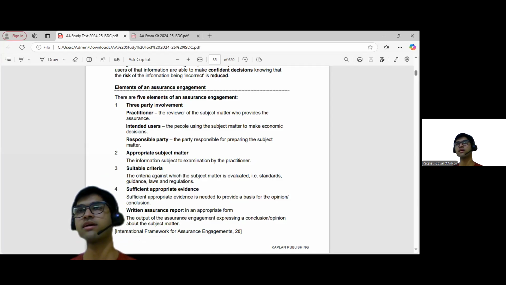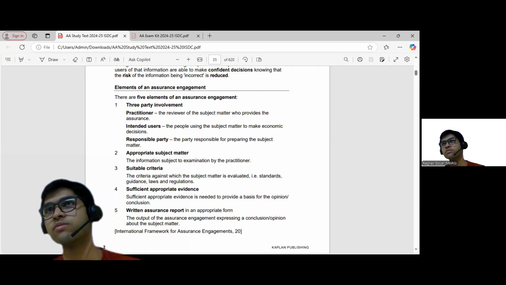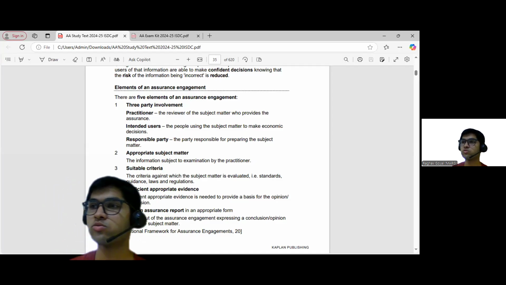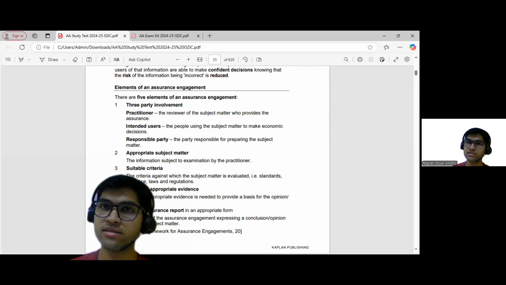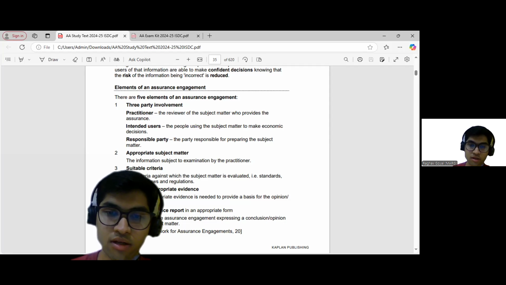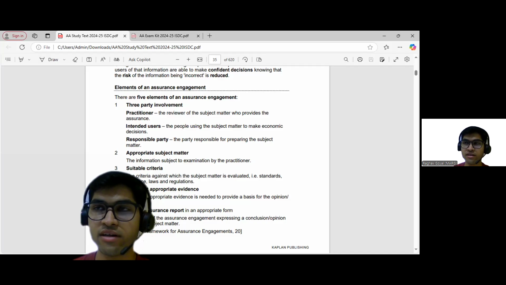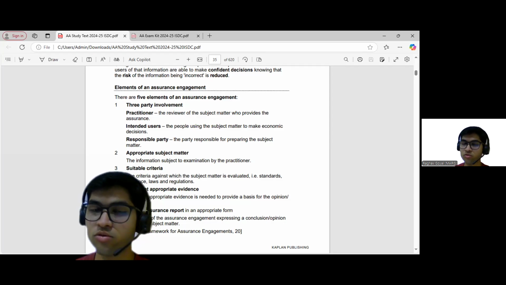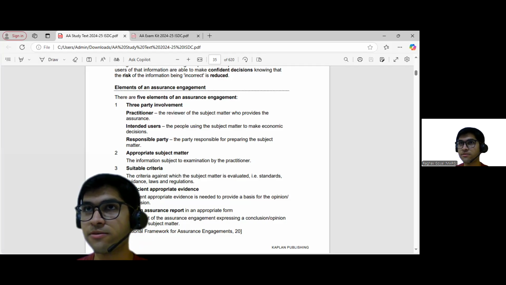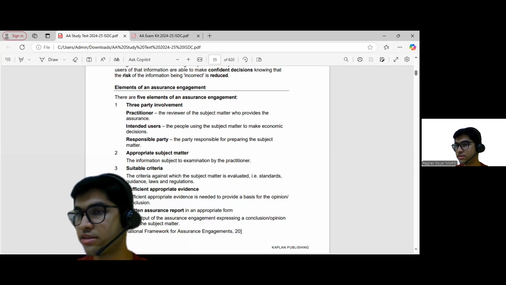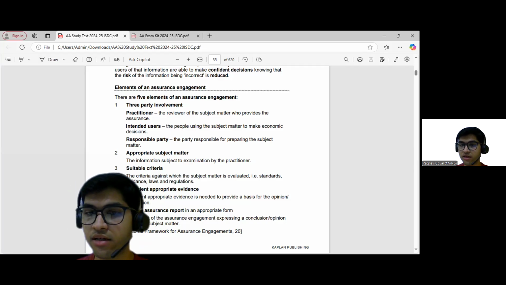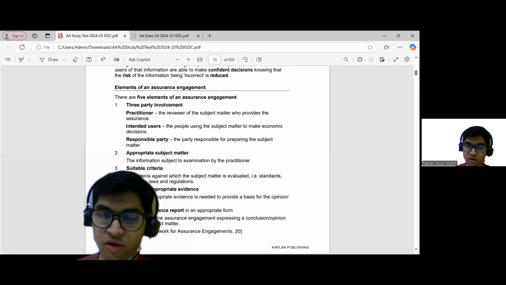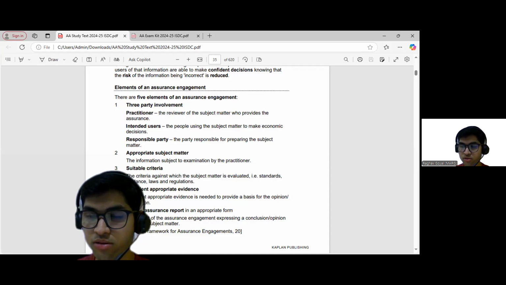Then we have suitable criteria. What do you mean by suitable criteria? So when it comes to financial statements, I'm pretty sure you can think about things such as the IFRS, the IAS, the other standards that the company will apply. So the criteria will be whether these policies and standards have been applied correctly, whether the laws and regulations have been followed.